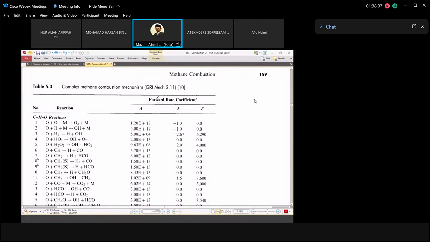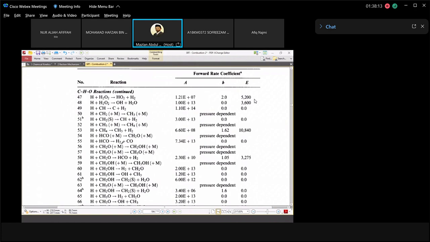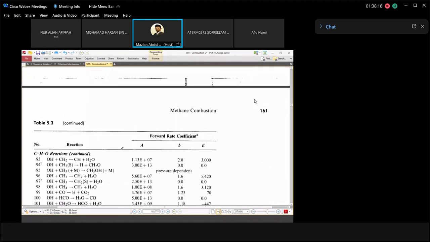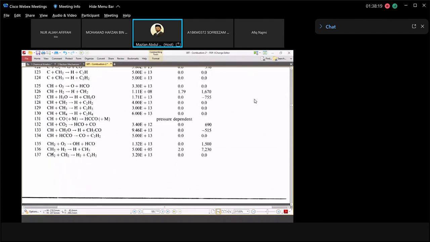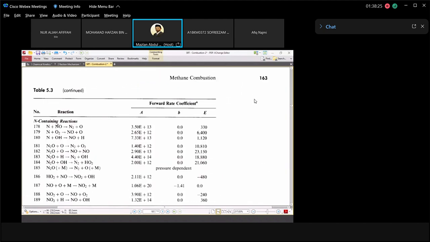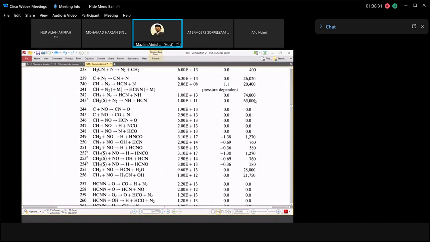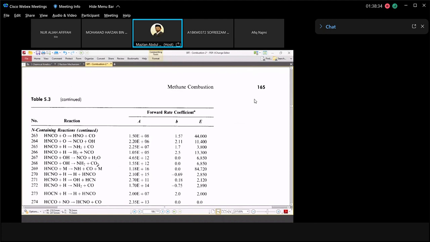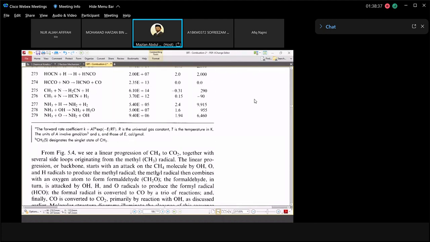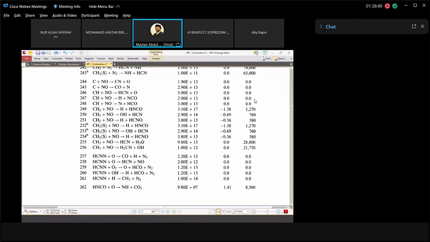GRI-Mech 2.11. How many reactions? 1, 2, 3 until 46, 47, 92, 93, 137, 138, 177, 178 until 219, 220 till 262, 263 until 279. So actually this is the previous version, not the latest one. The latest one is 325, isn't it? This one. They keep on developing the mechanism. Okay. All right.